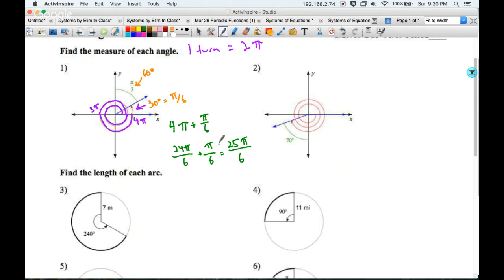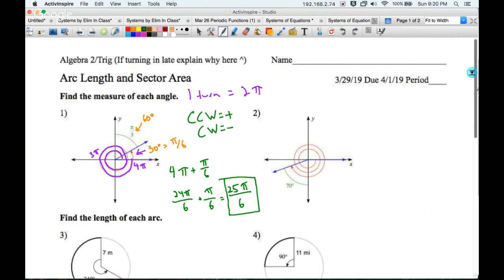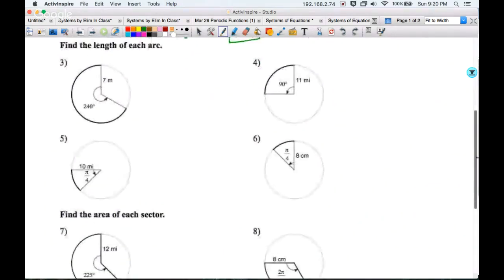Double check that it can't be simplified, and then also double check that you got the direction of the rotation correct. If we go counterclockwise, that's positive rotation. If we go clockwise, that's negative rotation. This was counterclockwise, so it's positive rotation. 25 pi over 6 is the correct angle measure. Actually, we can double check that. Oh, I didn't put the answer key in here. I think that's right.